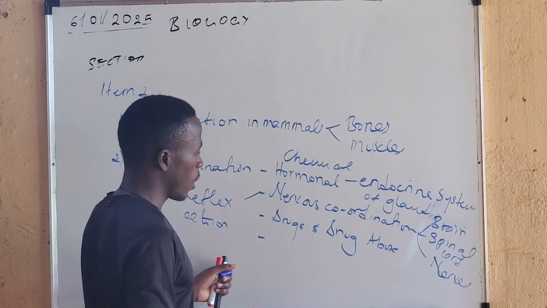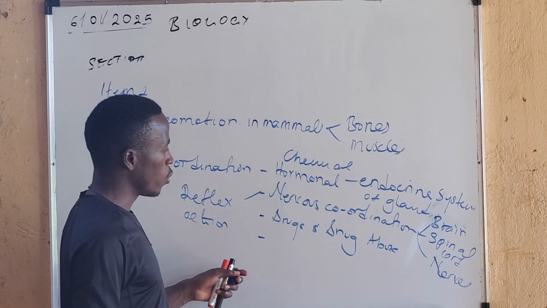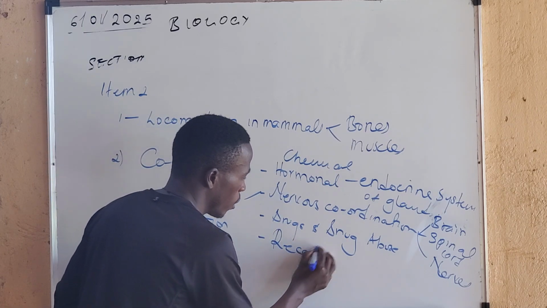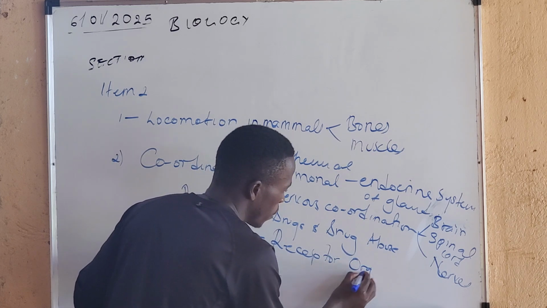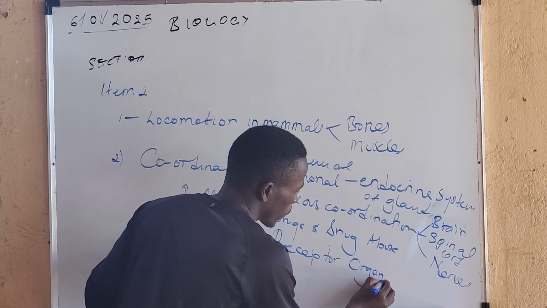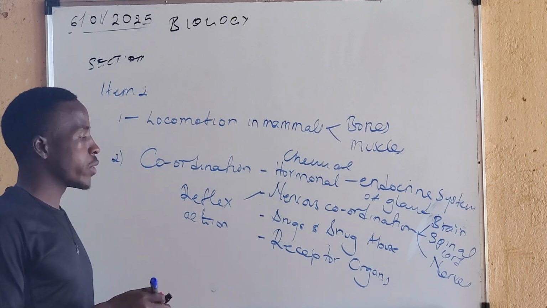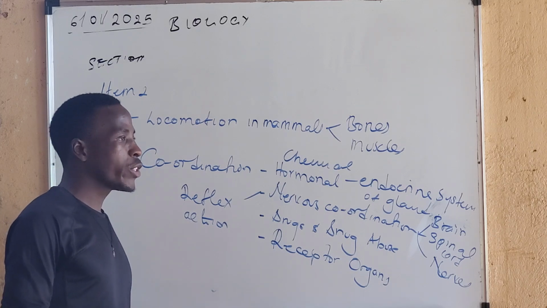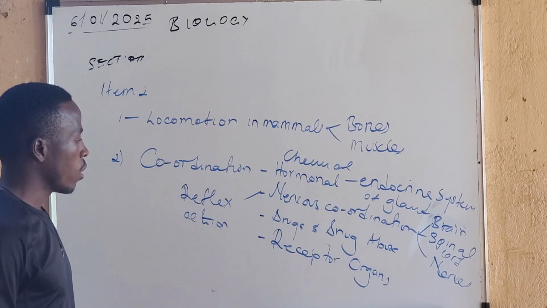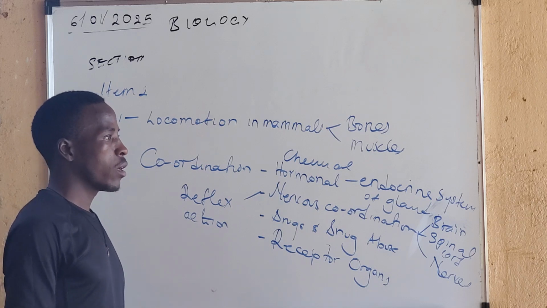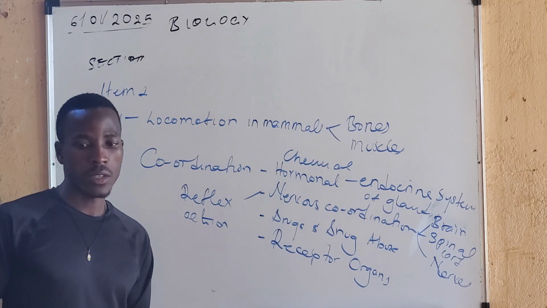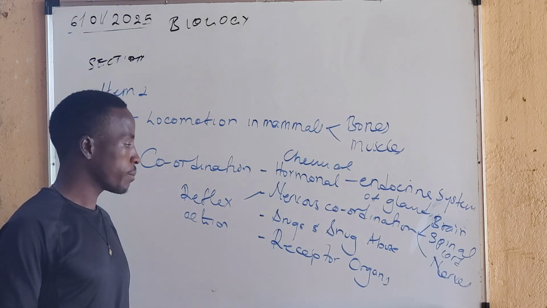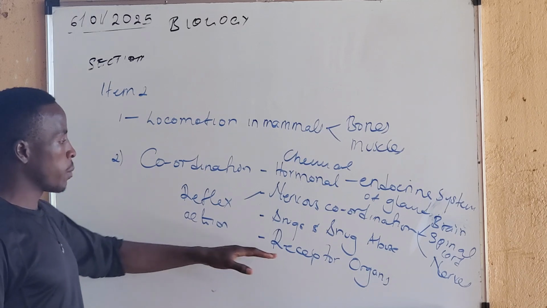Now, we have another part I was leaving behind, which is under coordination. They are called receptor organs. Receptor organs are organs which are able to transduce impulses from what we call receptors, or receivers. The word receptor comes from receivers.